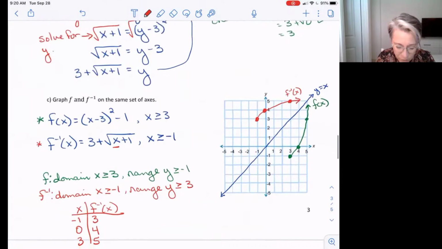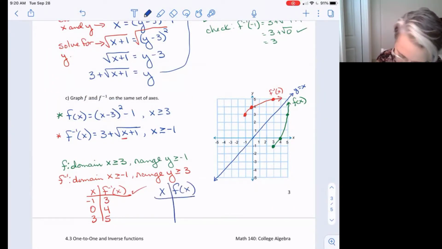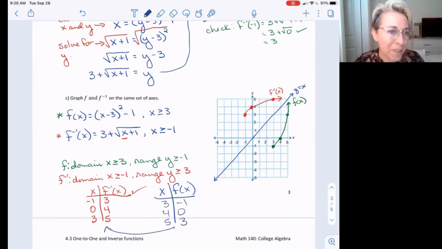Did I have to do this table to graph f inverse? No. I could have taken the entire table, all the points of the f of x function, which was (3, -1), (4, 0), (5, 3), and I could have just switched them around. But it's always nice to verify that the function that you got does in fact give you those points back.